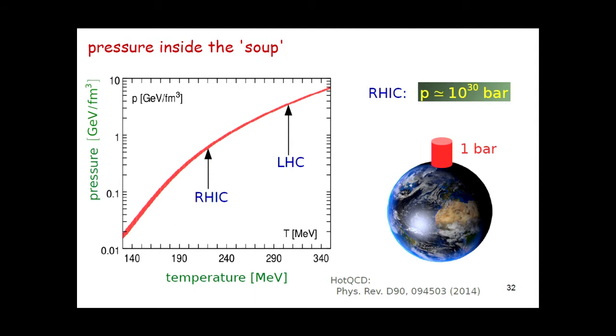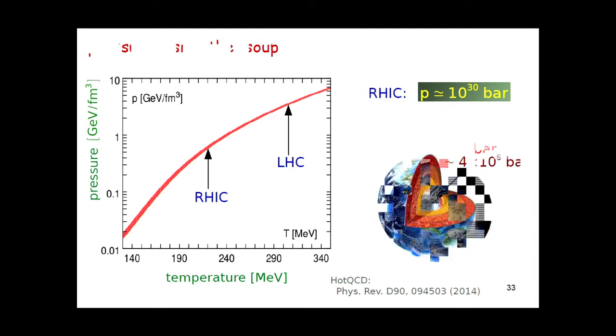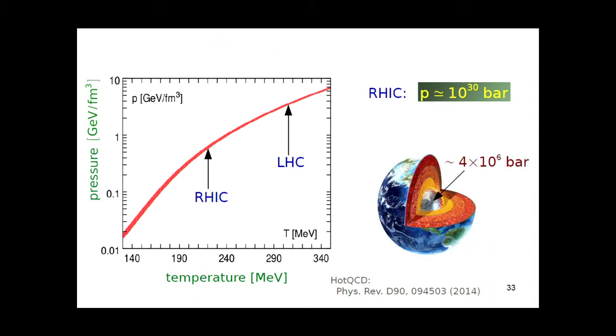Here is the pressure as a function of temperature, and this is the estimated average temperature for RHIC, and this is LHC. If I convert it into more understandable units, at the LHC the pressure inside the soup is 10 to the power 30 bar. Remember, the pressure at sea level, at the surface of the Earth, is of the order of just 1 bar. And if you go to the core of the Earth, the pressure is a few billion bar. So the pressure inside the quark-gluon soup created at RHIC is a trillion times larger than the pressure at the core of the Earth.